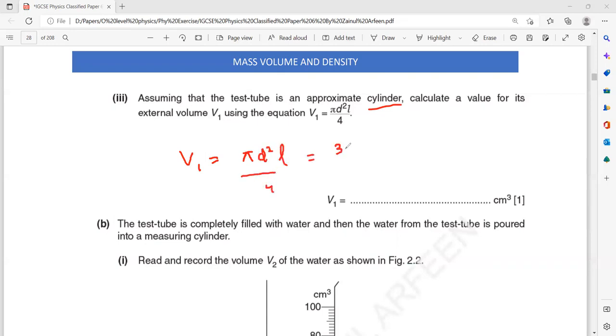The value of pi is fixed, 3.14. What about d? D is the diameter which we got in the first one, that was 2.5. So 2.5 squared multiplied by the length. What is the length of the test tube? The length of the test tube was 14.7. I'm using the values from the mark scheme. So length is 14.7 and divided by 4. When you simplify, what's the answer for this? What is the external volume of this test tube?